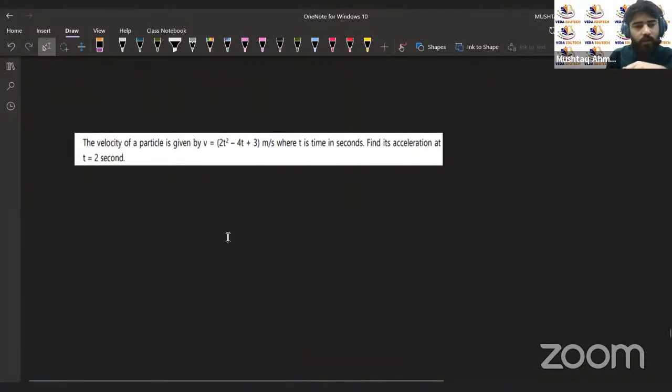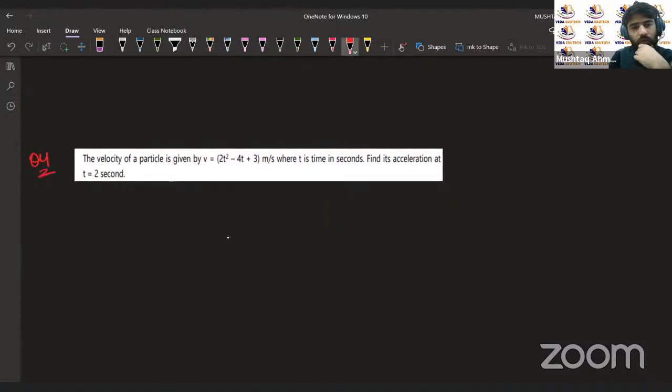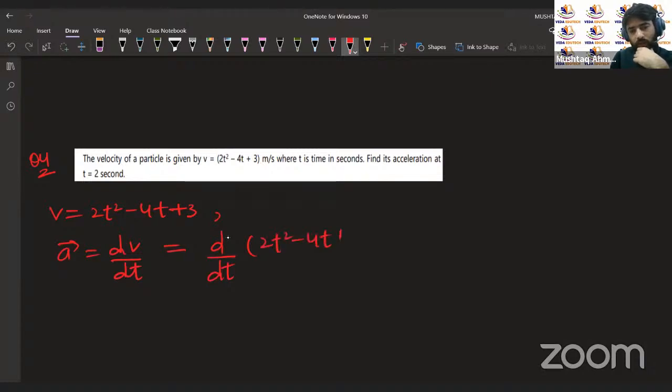So let's try to discuss another question. It's question number 4. The velocity of a particle has been given as 2t square minus 4t plus 3. Find its acceleration at t equal to 2 seconds. So acceleration will be dv over dt, right? So it will be d over dt of 2t square minus 4t plus 3.